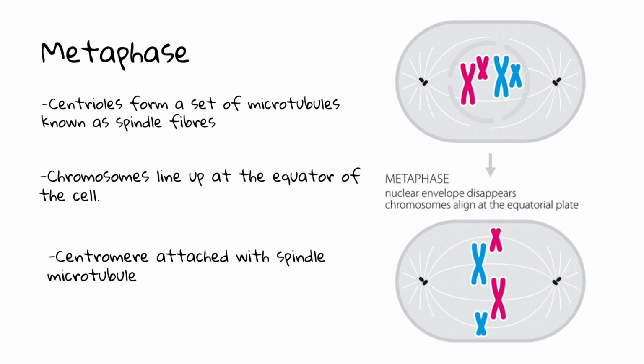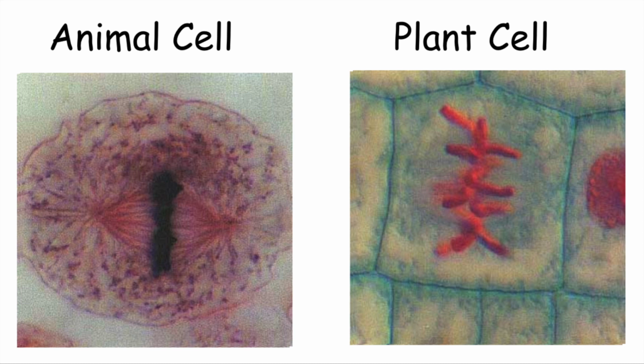The microtubules are all put under tension to test whether the attachment is correct, and if so, the chromosomes remain on the equator of the cell. So we're able to recognize that the cell is in metaphase because we can see the chromosomes lining up in the center of the cell. And the nuclear envelope has already broken down, as seen in these micrographs.